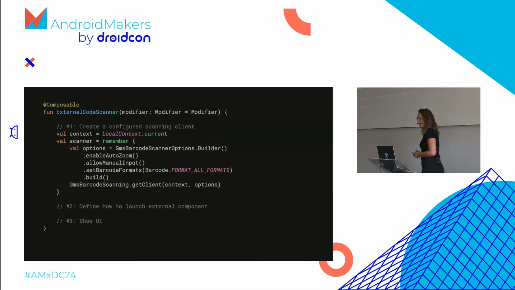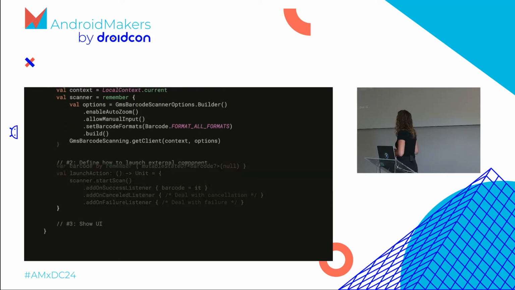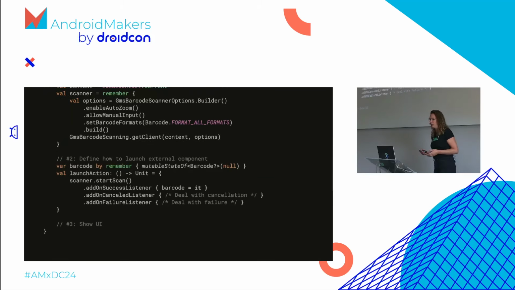So how do we create that scanning client? Well, we can add some options to it. So in this case, I'm creating a barcode scanner options object first, where we can enable auto zoom, allow manual input, stuff like that, defining which formats, like do we want QR codes only, barcodes only, etc. So you have quite a lot of configuration options here. And then with that, you can just retrieve that client. So not much exciting going on here, but I just wanted to show you that you can actually configure the experience a little bit, but you cannot configure the UI of it, for example.